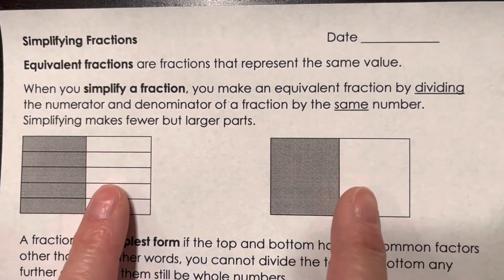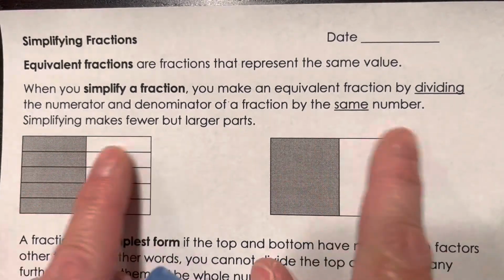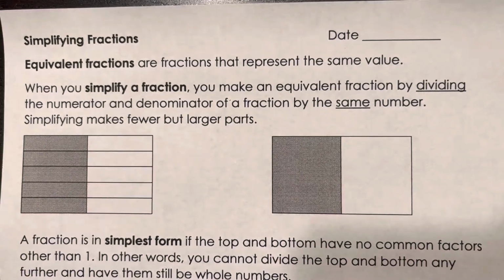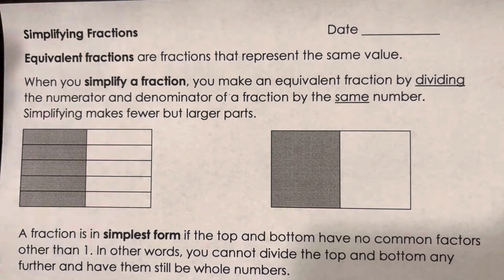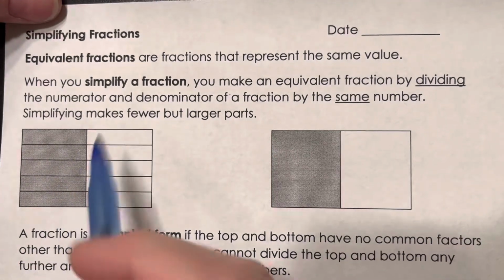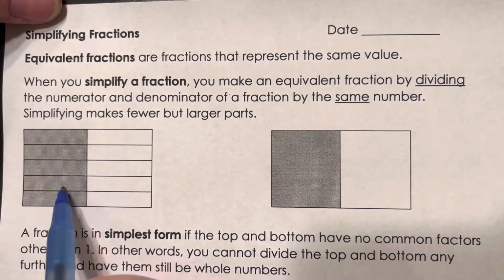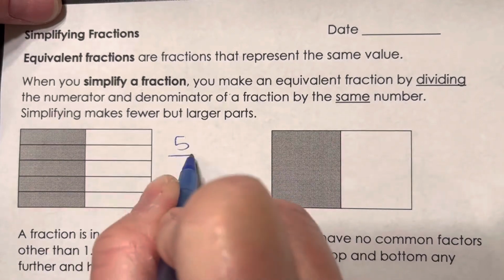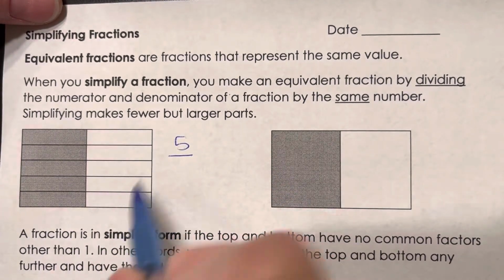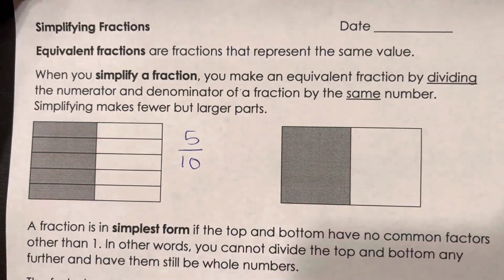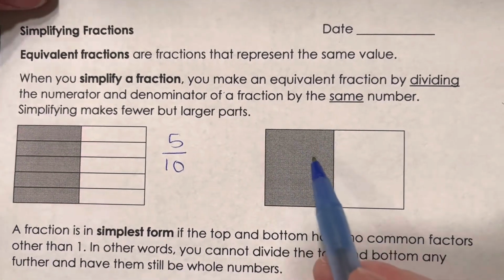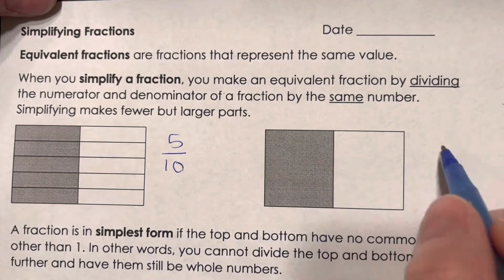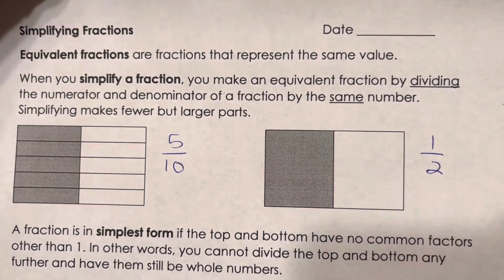I'm hoping that you're seeing that these whole rectangles are the same exact size, and in this one, if I said what fraction is represented by the shaded portion of this picture, you would say, okay, well, there are 1, 2, 3, 4, 5 out of 6, 7, 8, 9, 10 pieces shaded. So 5/10 would be the fraction to represent this picture. But in this picture here, we can see that 1 out of 2 pieces are shaded.